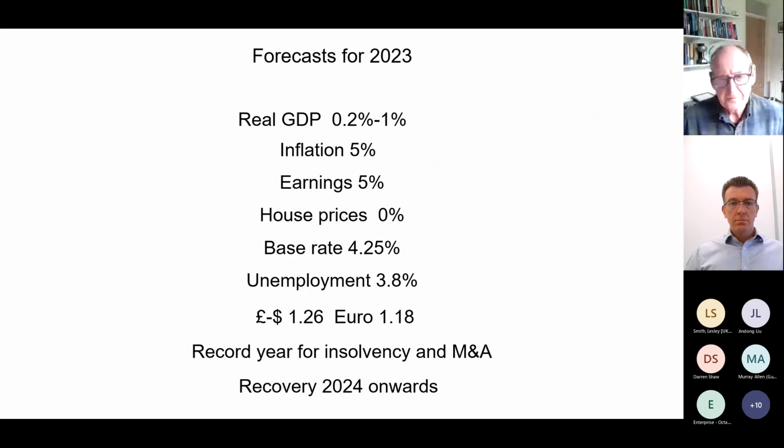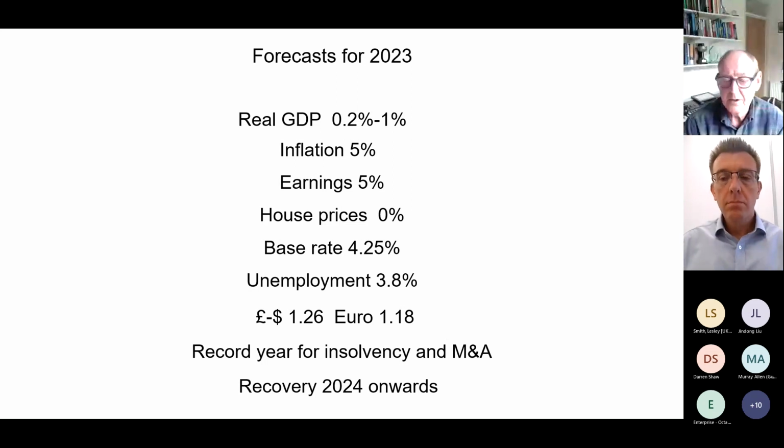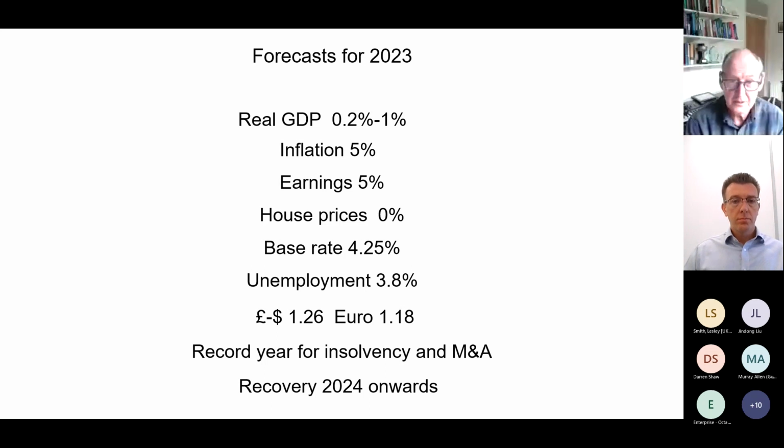Here are my forecasts. For the end of this year, I think our real growth rate year on year will be between 0.2 and 1. I am increasingly thinking 1 is more likely than 0.2. Our inflation rate will be 5. Earnings growth will have moderated a bit to 5%. House prices 0. I don't think the Bank of England should raise interest rates. Unemployment 3.8, so it's gone up by 0.1% in this last year. And there you see the exchange rate forecast.